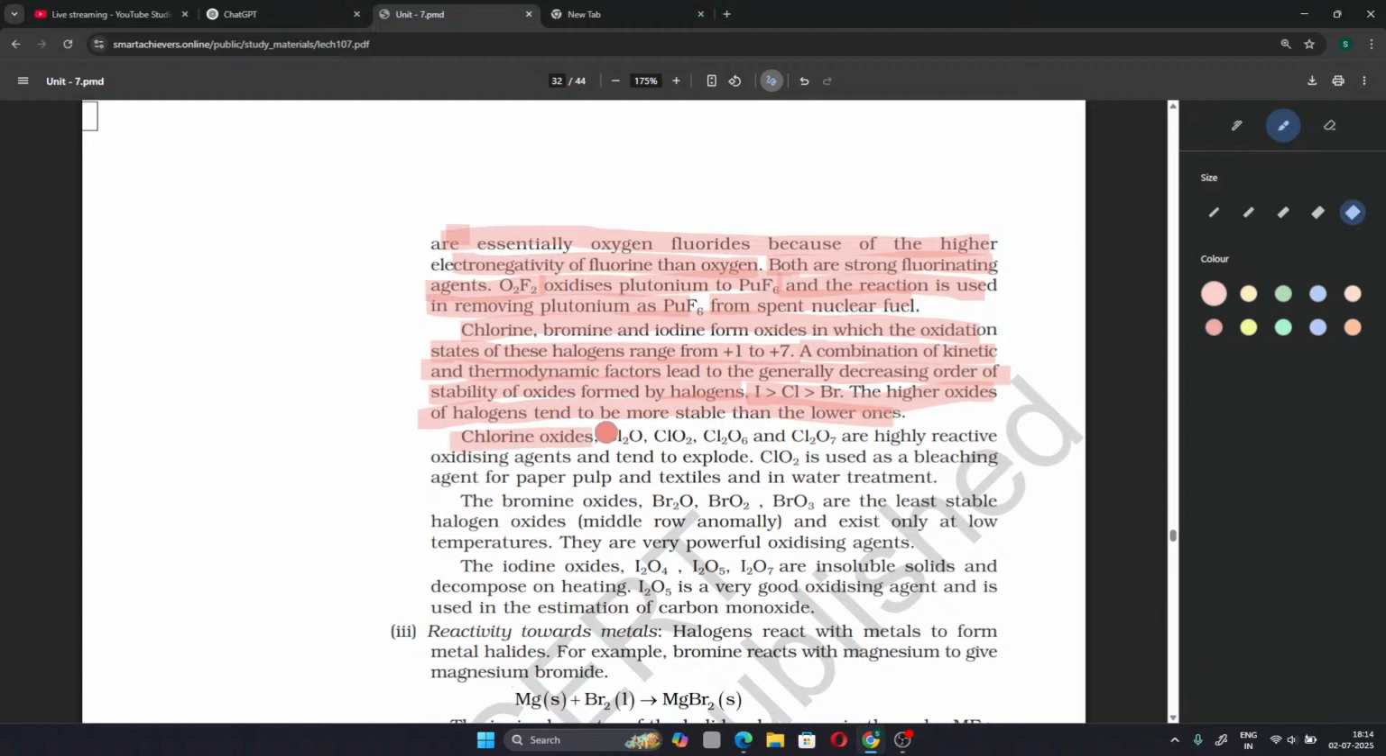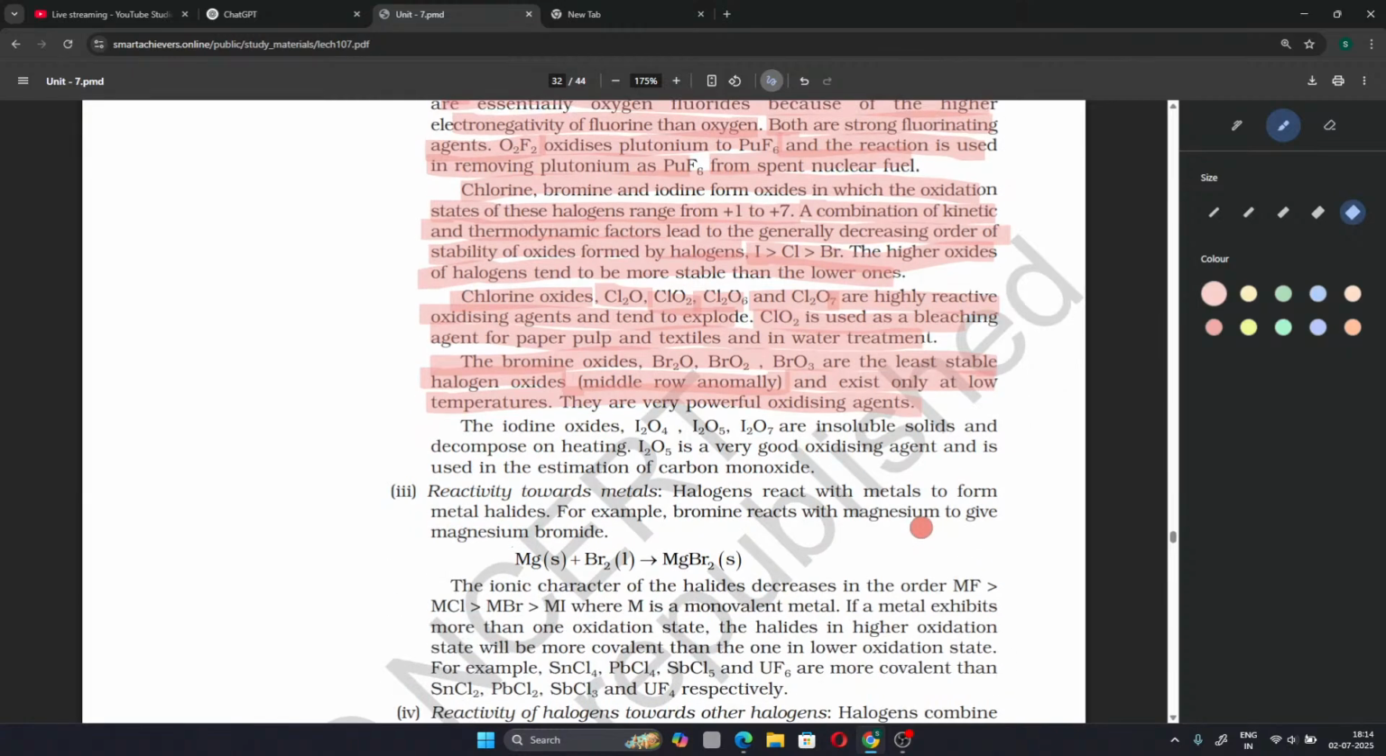Chlorine oxides Cl2O, ClO2, Cl2O6 and Cl2O7 are highly reactive oxidizing agents, and they also tend to explode. ClO2 is used as a bleaching agent for paper, pulp and textiles, and in water treatment. The bromine oxides Br2O, BrO2, BrO3 are the least stable halogen oxides, a middle row anomaly, and exist only at low temperatures. They are very powerful oxidizing agents.